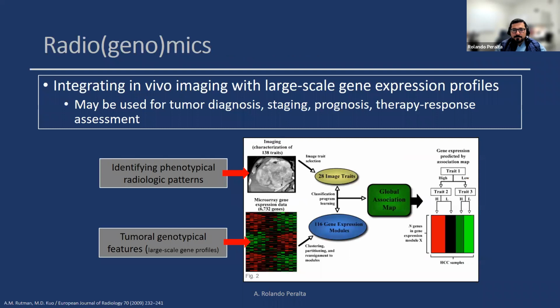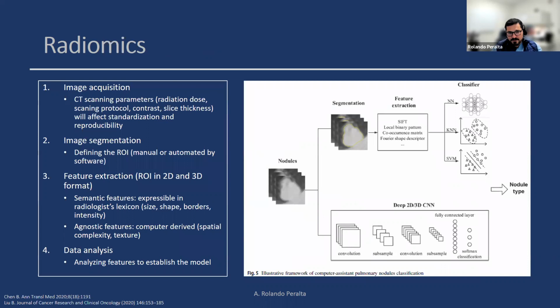Couple mentions on radiomics. Basically, it's integrated in vivo imaging with large-scale gene expression profiles using artificial intelligence. And this can be used for diagnosis, staging, prognosis, therapy, response assessment, and things like that. And I'm going to oversimplify something that's extremely complicated, but just so you guys are aware, because this is coming. This is the present and future.